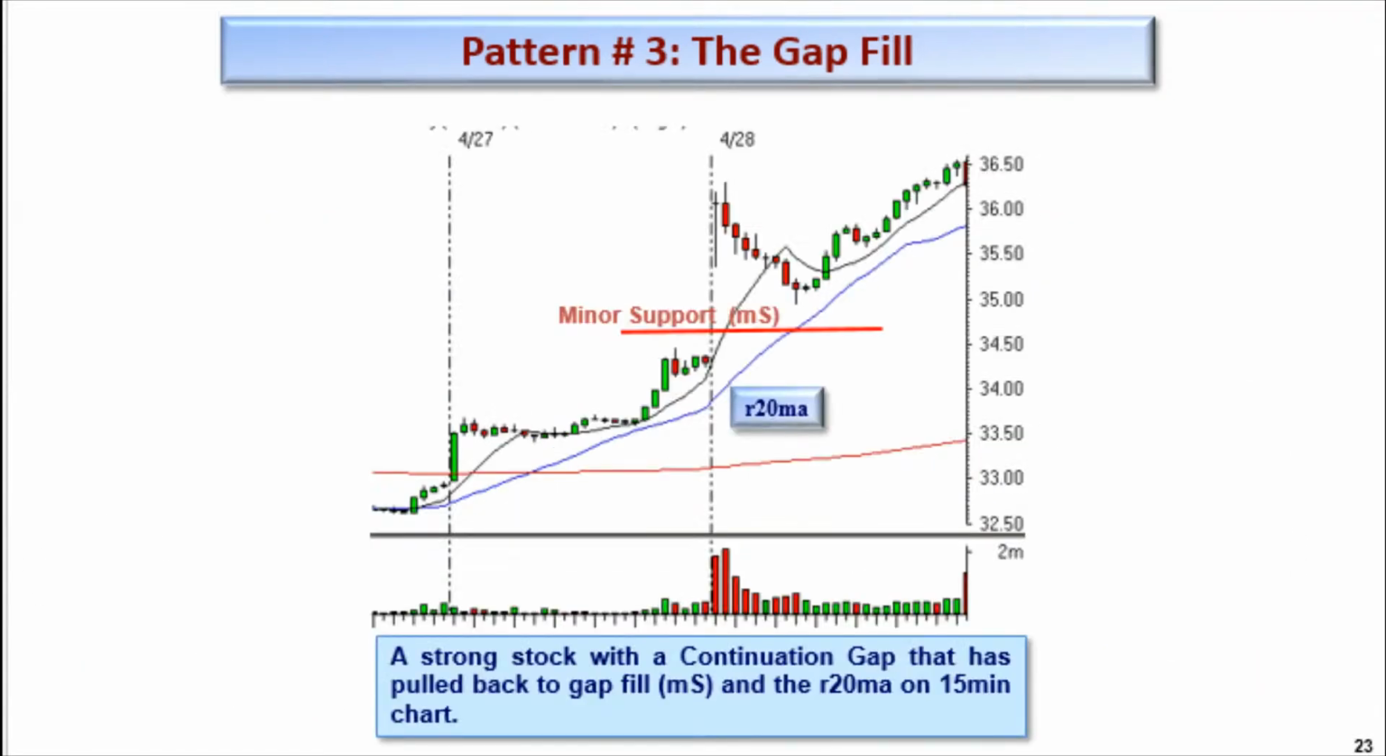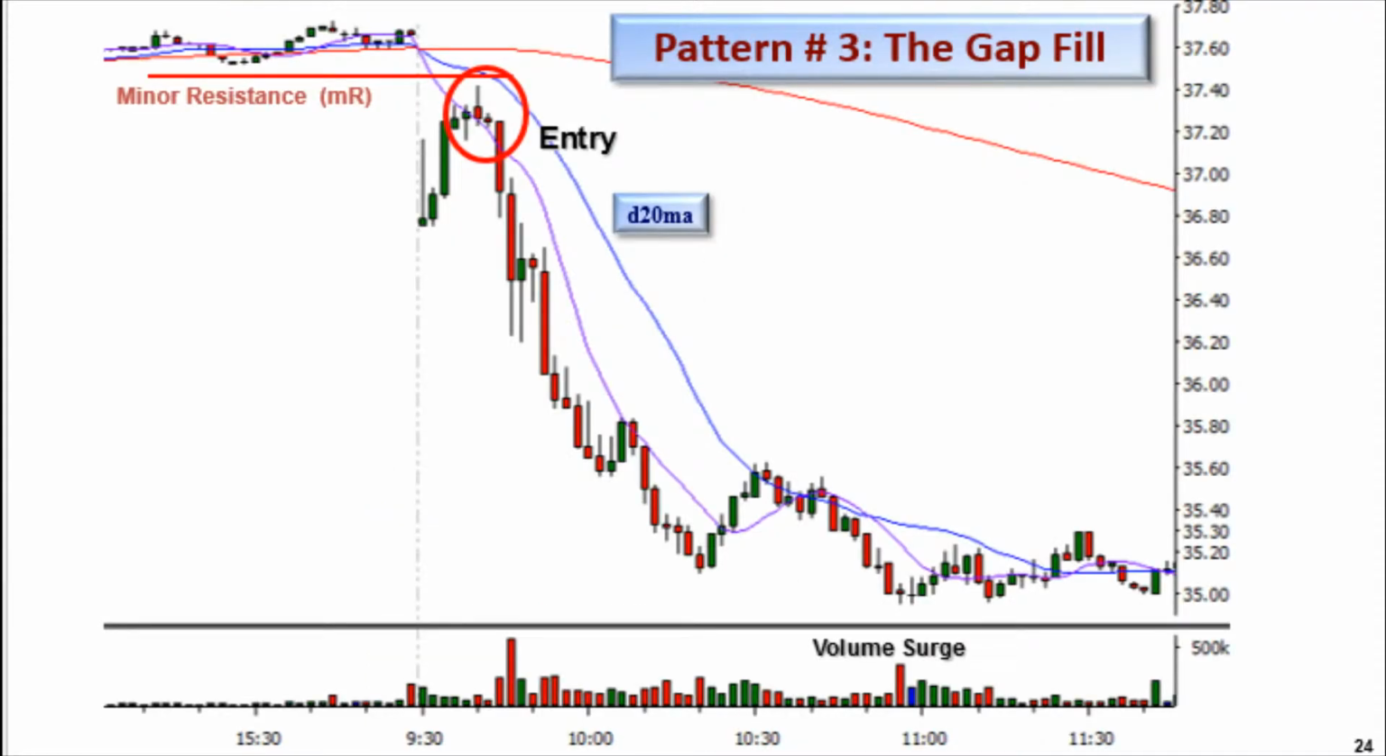So let the moving average be your guide, and that's why I just really couldn't trade without the 20 MA moving average, the blue line, because I use it in so many different ways in almost every single trade that I take. You can also do this gap fill pattern at the open or shortly after the open.